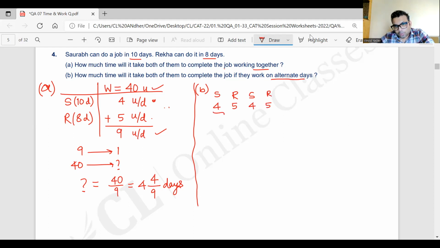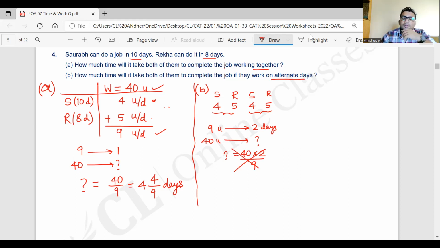Okay, so basically, if you see now logically, every 2 days, 9 units are getting done. So 9 units are getting done in 2 days. Now, for God's sake, please don't do this cross multiplication. So 40 units will be done in how many days? Aise kar doge, to thoda gadbad ho jayega. 40 into 2 divided by 9, wrong. Why is it wrong? Even though it is directly proportional only, that is, more time, more work.